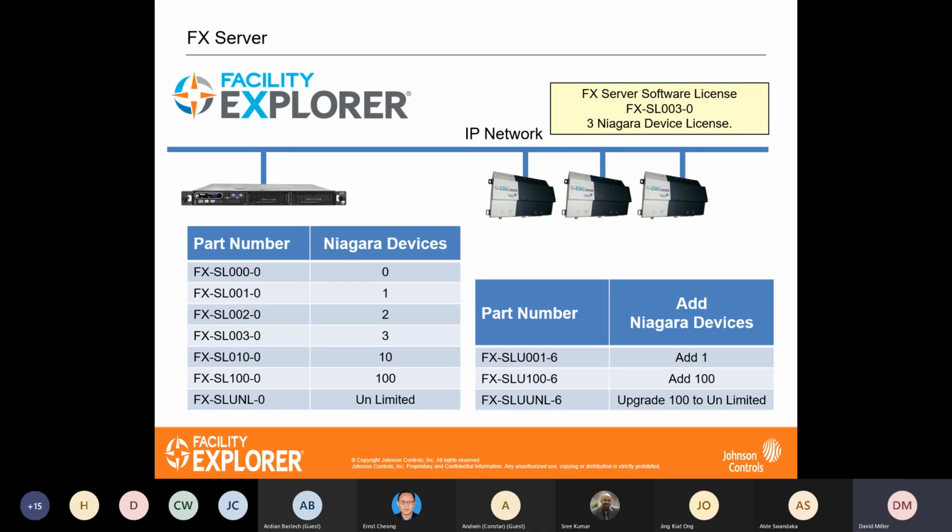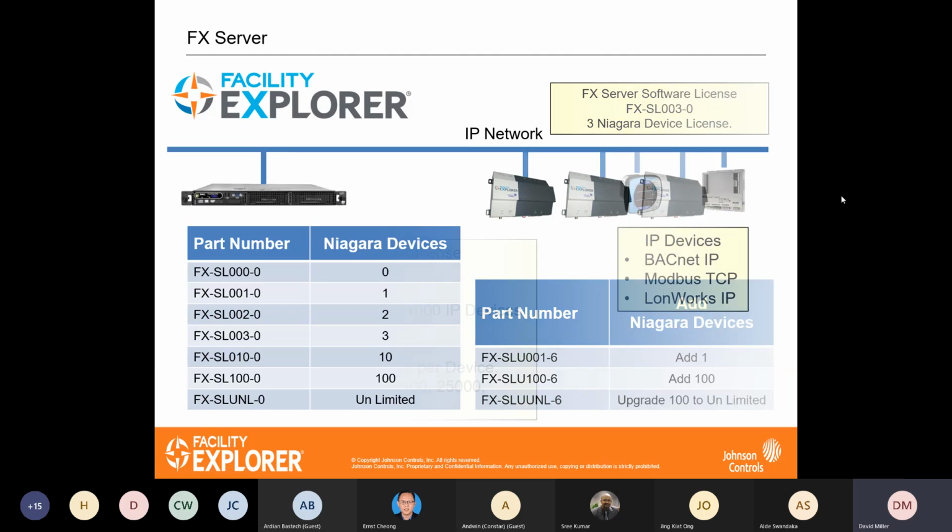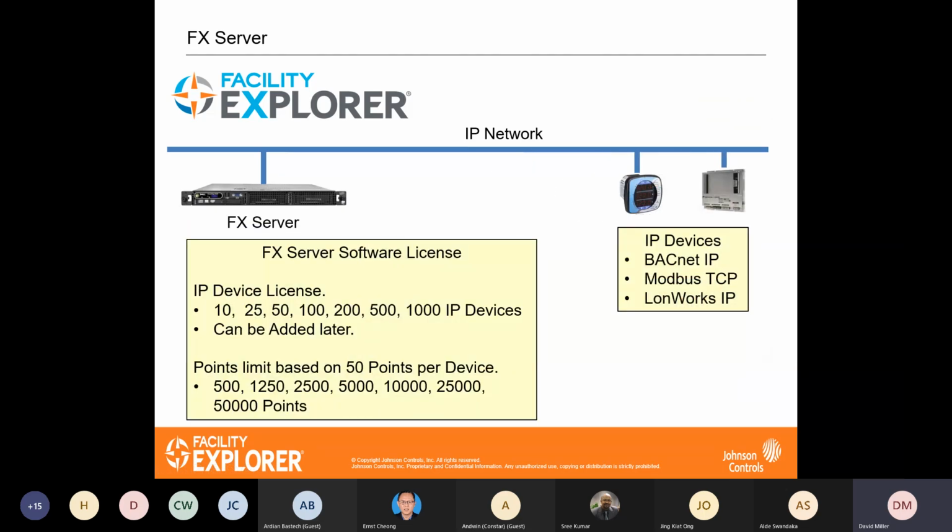Okay. So that's the Niagara connections for an FX server. An FX server can also connect directly to IP devices, so BACnet IP, Modbus IP, or Lonworks IP devices. In this case, the FX server is behaving just like an FX80.